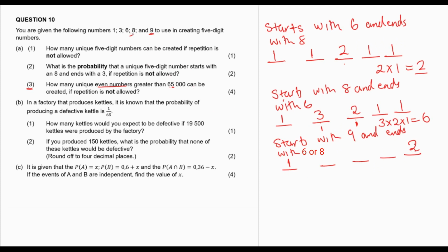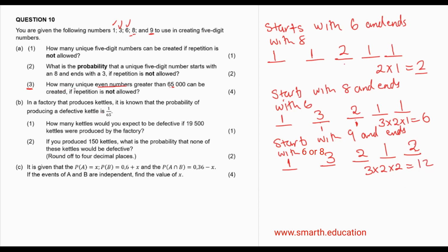Now let's say it is 8 that is taken. We still have 3 numbers left. Or let's say it is 6 that is taken by the last slot. Then we will be having 3 numbers left. So now we're left with these 3 numbers to arrange, which is going to be 3, 2, 1, just like the others. So the number of unique numbers here is going to be 3 times 2 times 1 times 2, which is equal to 12.